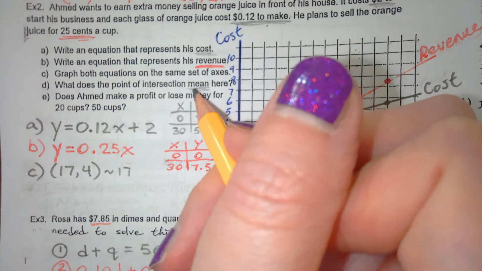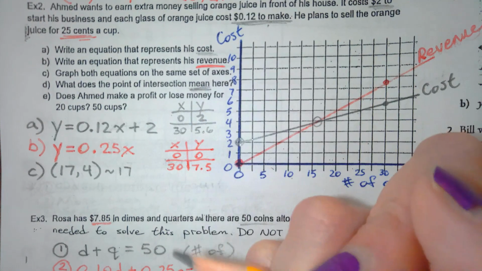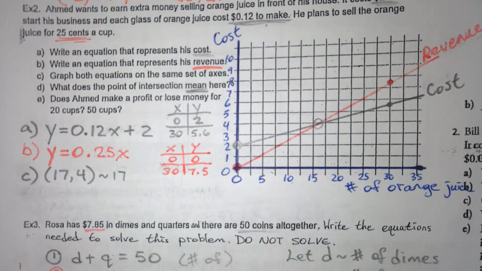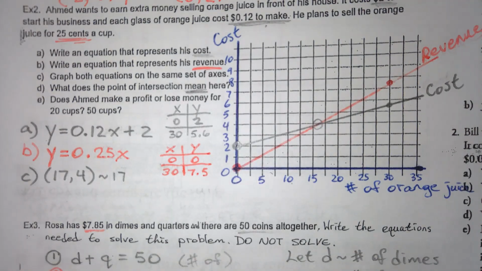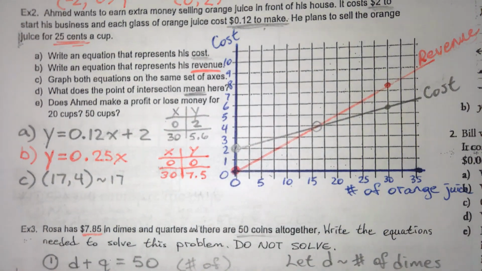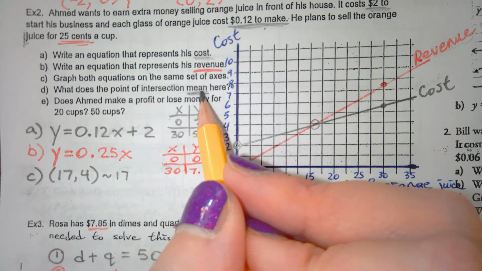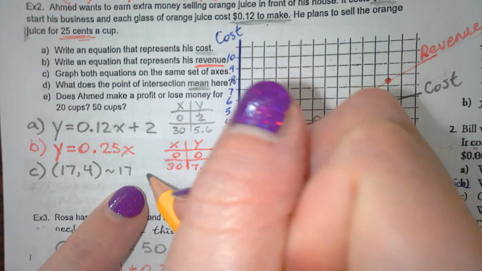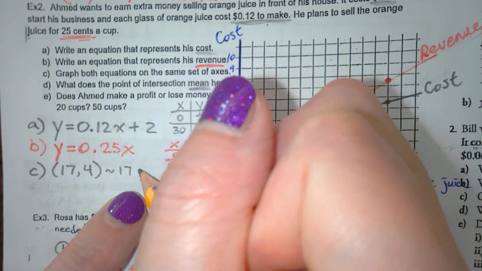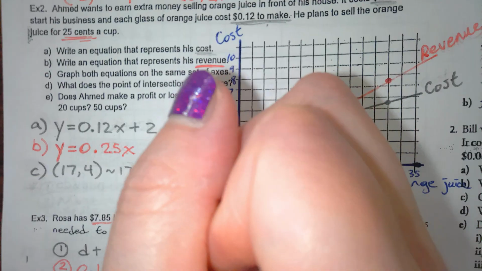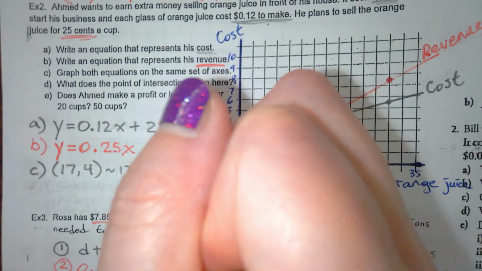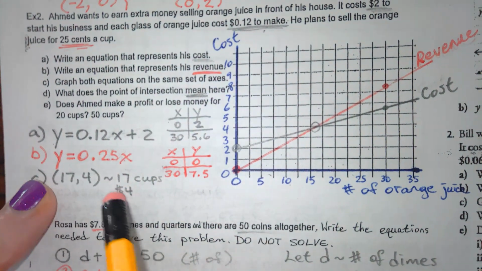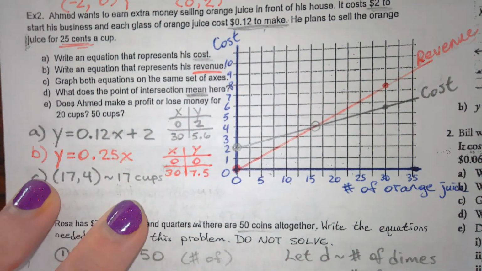So on the assignment, I'm gonna ask you what the point of intersection means. And when I ask that, I don't want you to define it. I don't want you to say where two lines meet, the point where they cross. That's not what I'm looking for. I'm looking for the meaning in terms of the context of the question. So Kavya? 17 juices for $4. Right, 17 cups. And then $4. Excellent. 17 cups for $4.